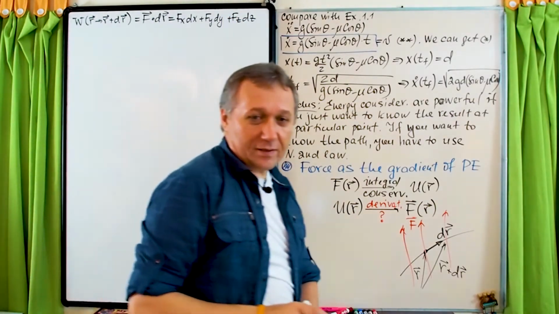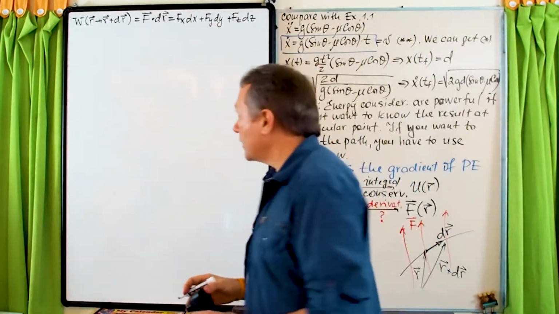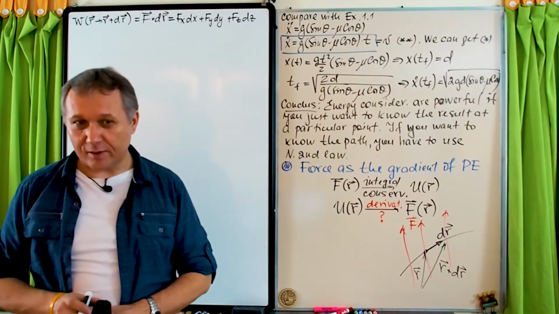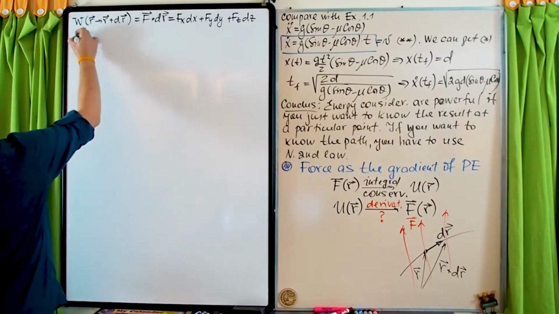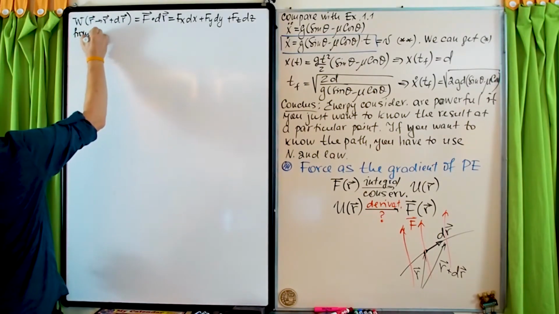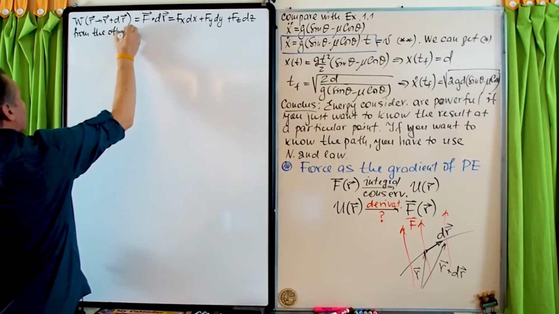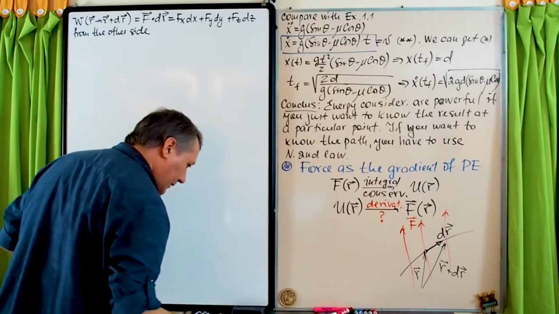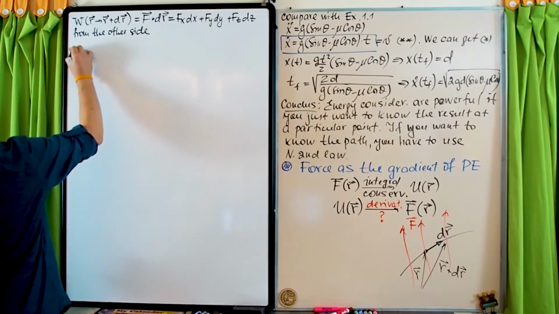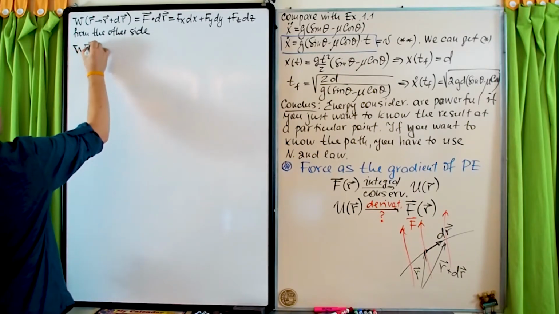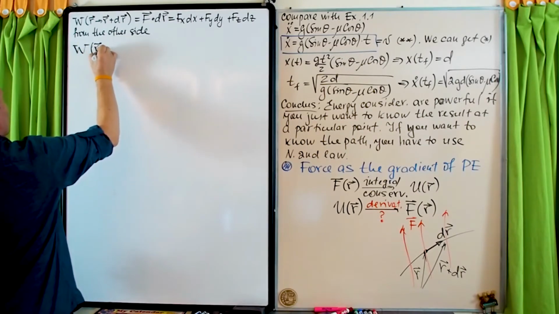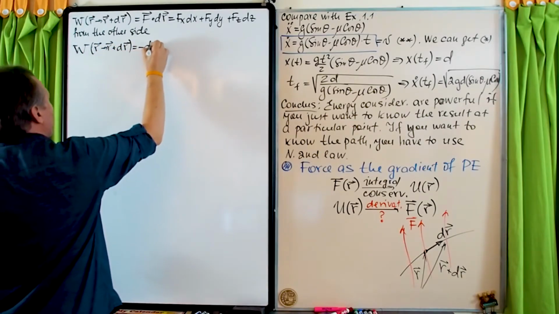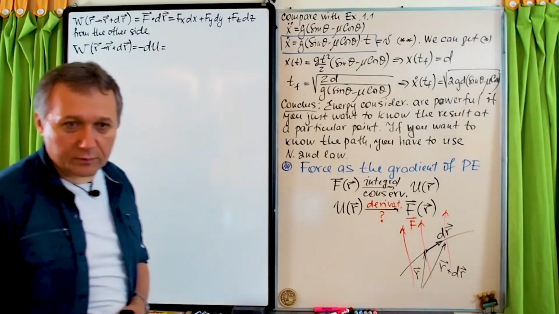From the other side, since this force is conservative, we know how the work done by the conservative force and the potential energy are related. So work, again from r to r plus dr, equals minus dU, the differential of a function.